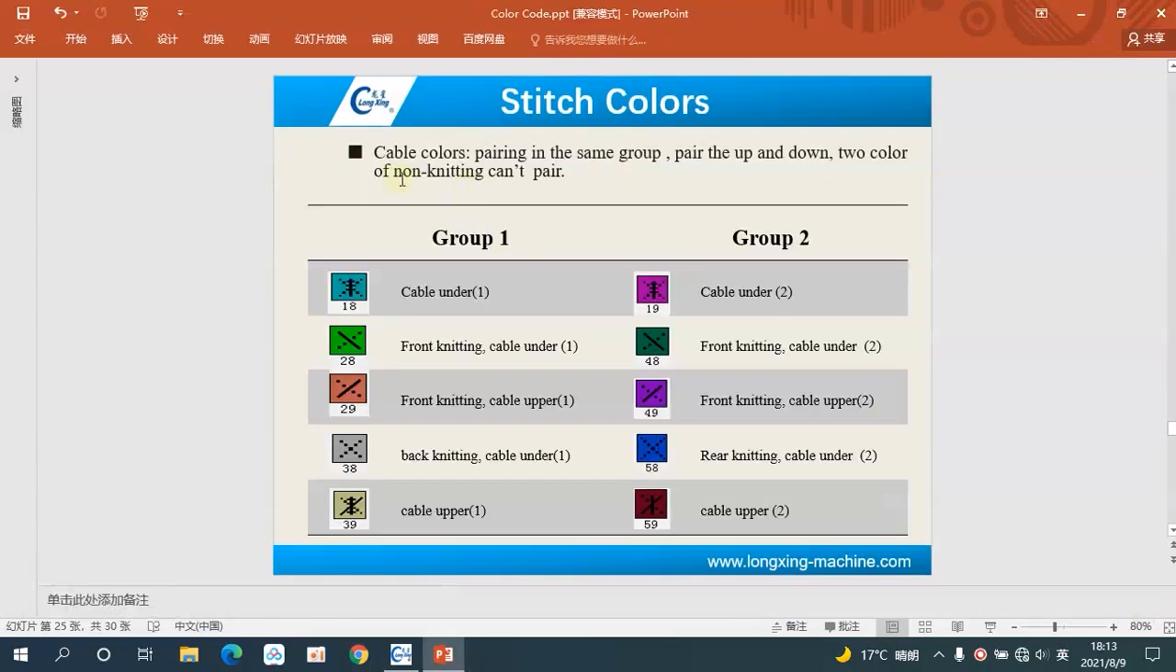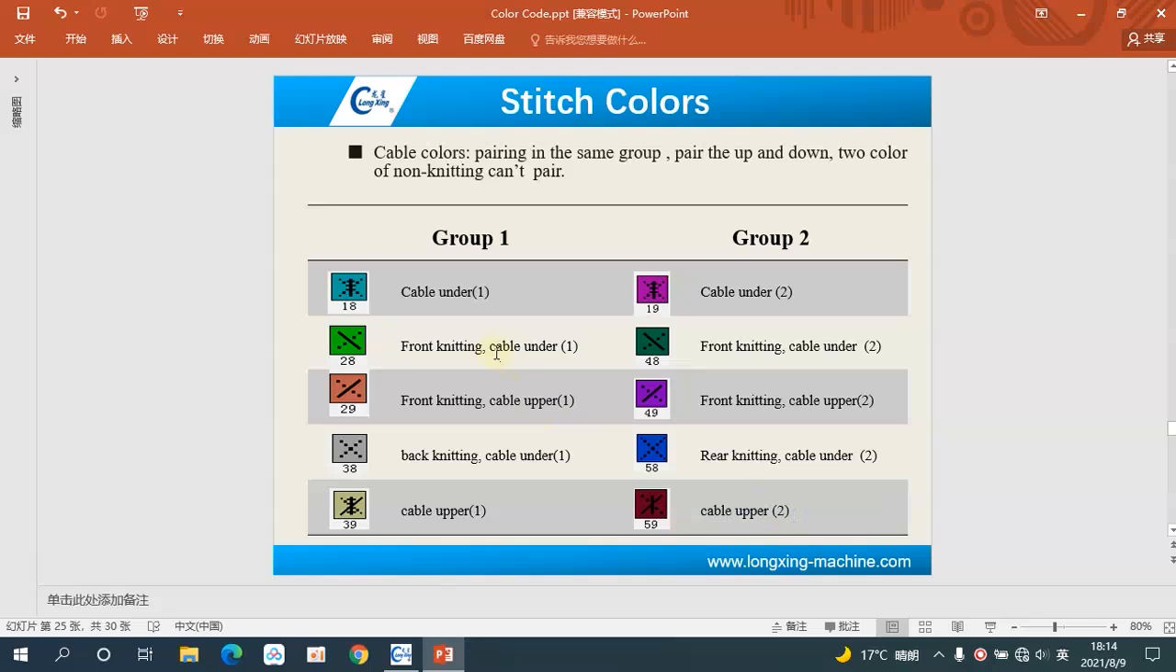Cable colors. Cable colors can be divided into two groups. The first group includes 18, 28, 29, 38, and 39 colors. The second group includes colors 19, 48, 49, 58, and 59. Cable colors are generally used for drawing twisted patterns.